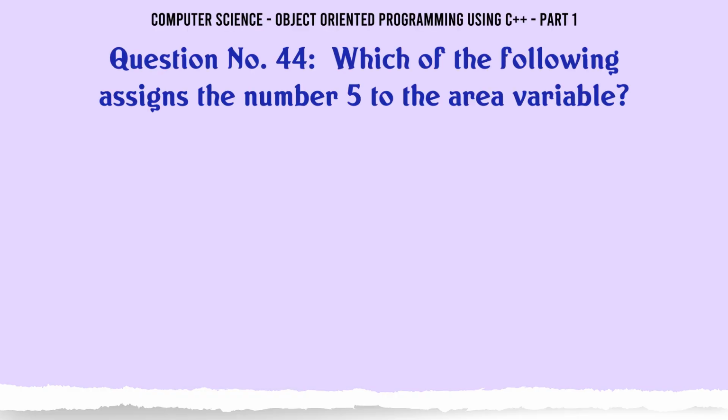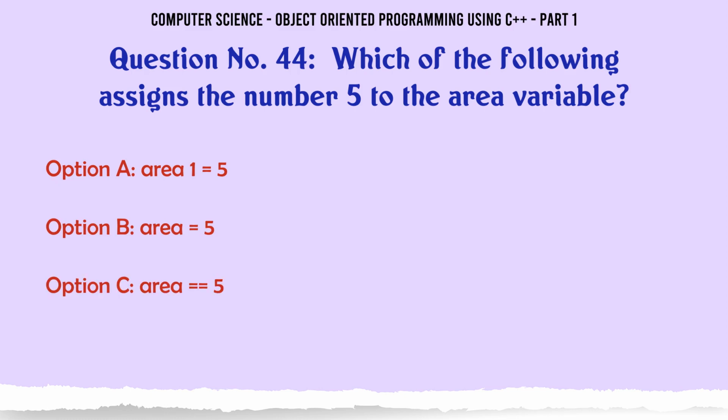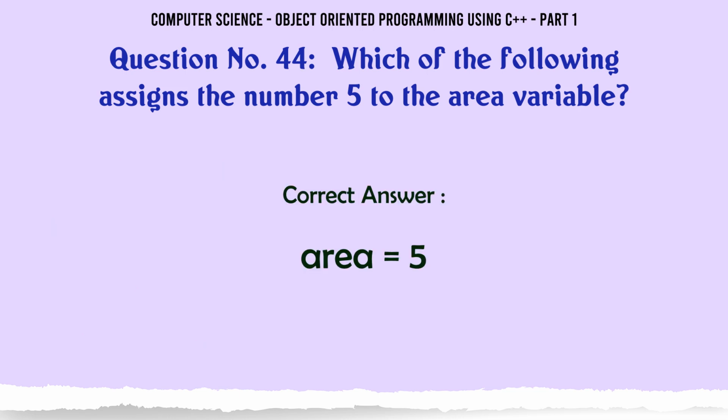Which of the following assigns the number 5 to the area variable? A. 1area = 5. B. area = 5. C. area == 5. D. area - 5. The correct answer is area = 5.